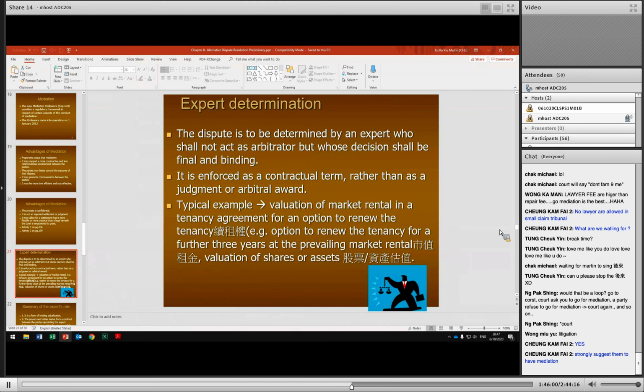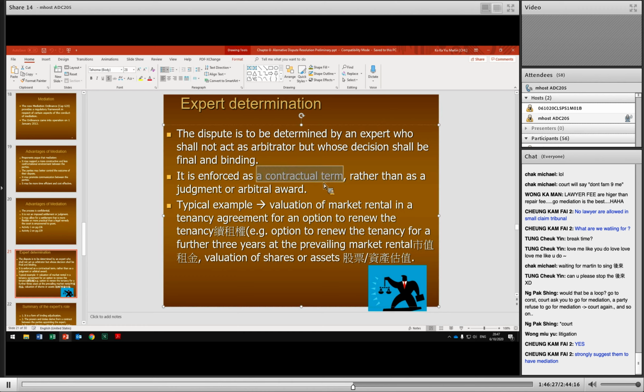Okay, then we go to the next one. This one is called expert determination. Okay, 專家裁判. So the dispute is to be determined by an expert who shall not act as arbitrator, but whose decision shall be final and binding. Please note that expert determination is different from arbitration. But basically, he will make a decision. It's enforced as a contractual term.